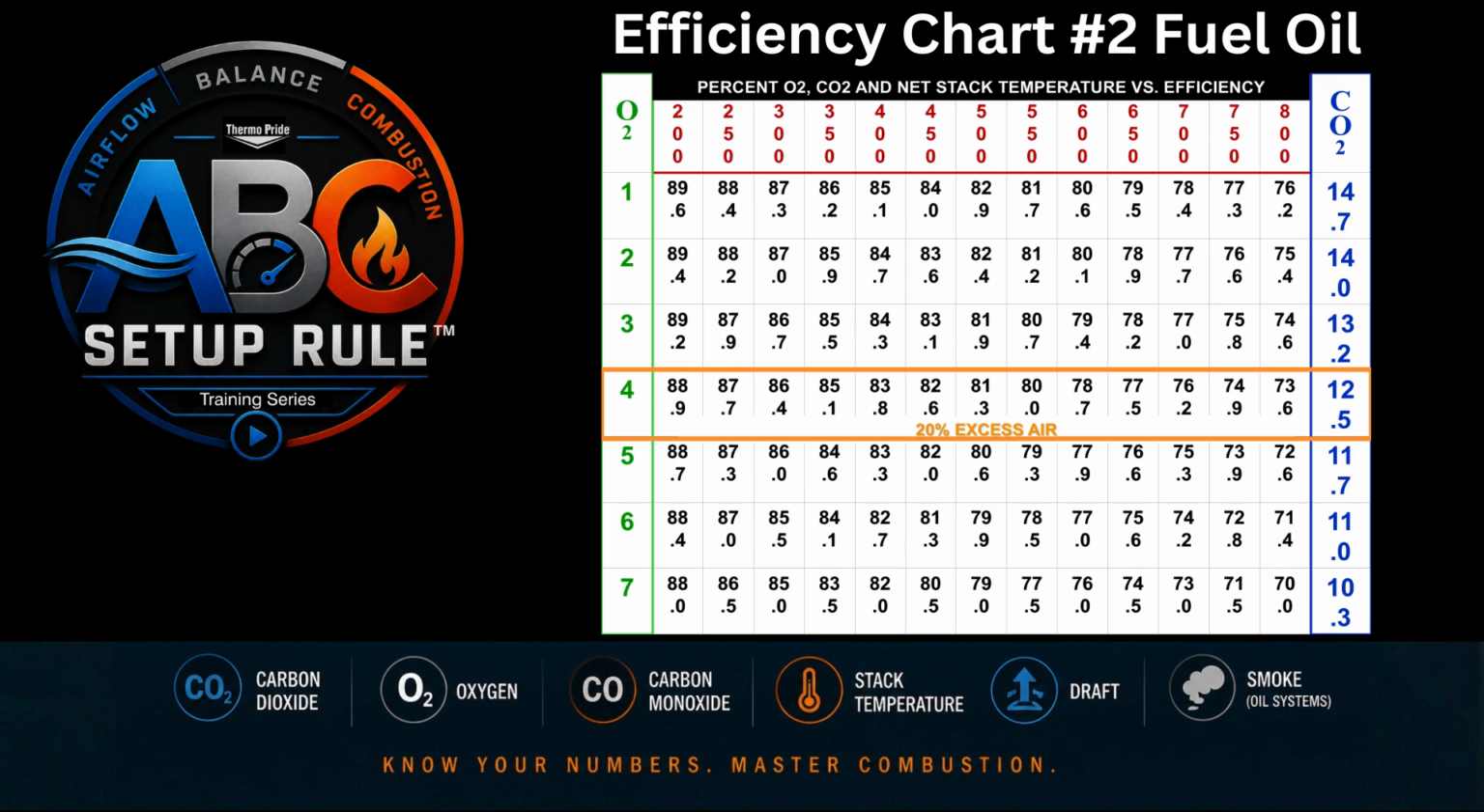Net stack temperature is the total stack temperature minus the room temperature. It helps us understand how effectively heat is being transferred into the home versus how much is being lost up the chimney. To fully understand this chart, let's walk through an example. If your CO2 reading is 12.5%, your O2 reading would correspond to approximately 4%. If your net stack temperature is 350 degrees Fahrenheit, your combustion efficiency would be 85.1%.